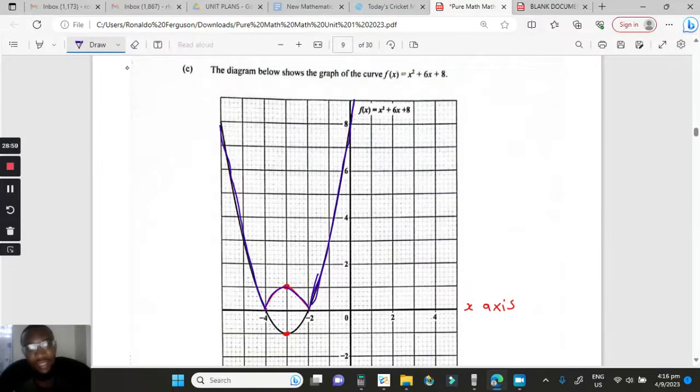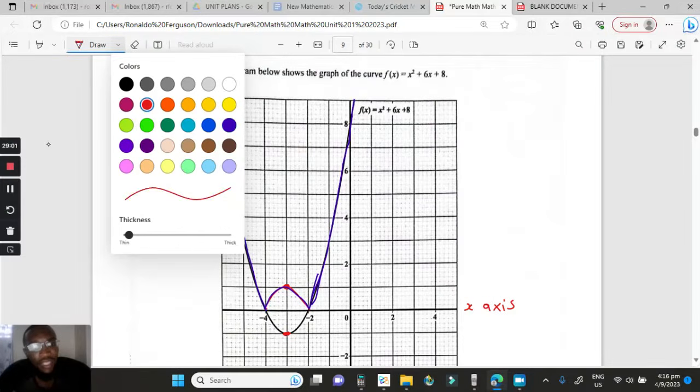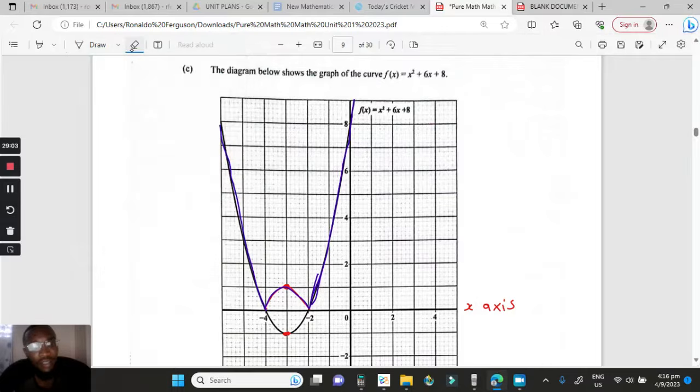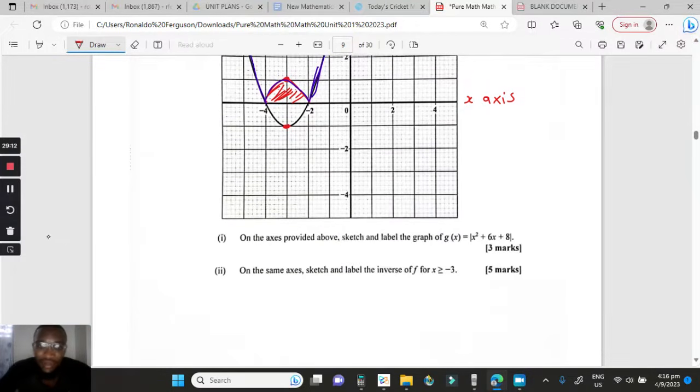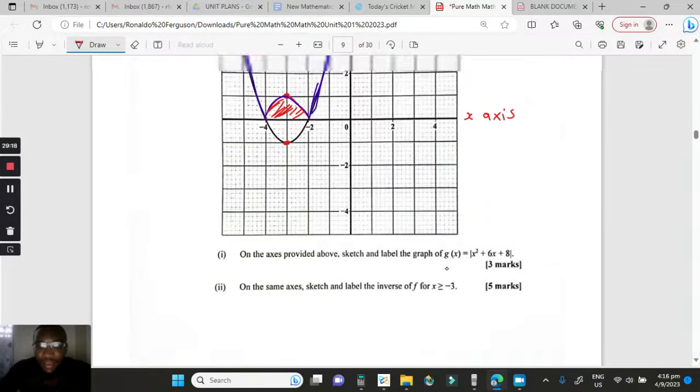Now my sketch is off. Then now we shade in here. That's it. Easy 3 marks. 3 marks to sketch that. That's so easy. It says on the same axis, sketch the inverse of f for x being greater than minus 3.